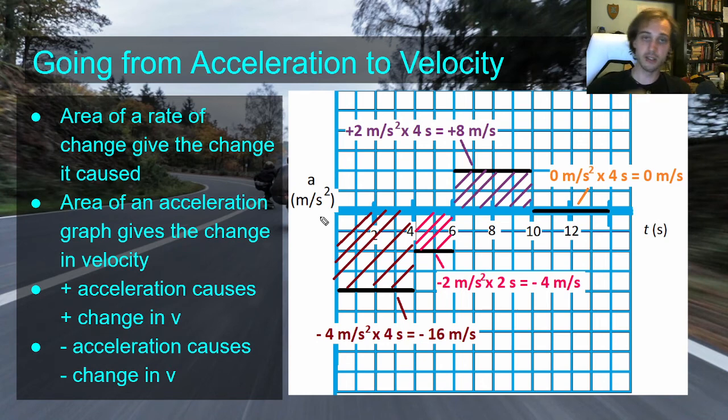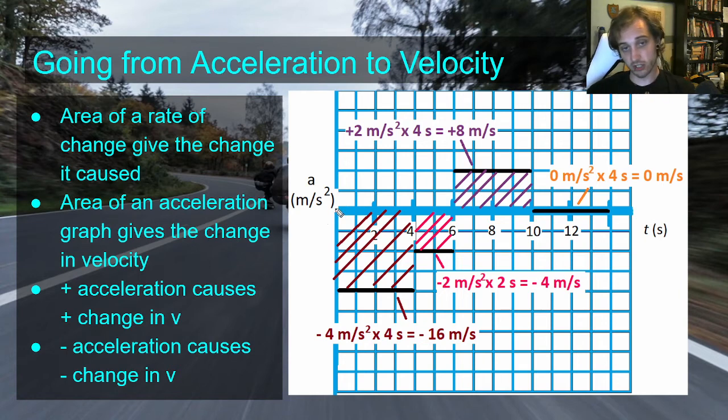Because velocity is the thing that acceleration causes a change in, the area of an acceleration graph gives the amount of change that that acceleration did to the velocity. So the area of an acceleration graph is going to give you the change in velocity for that graph.